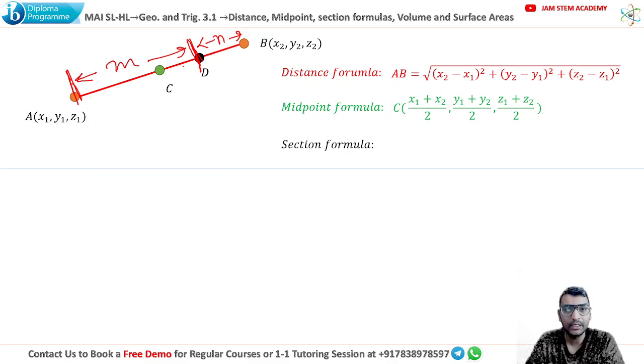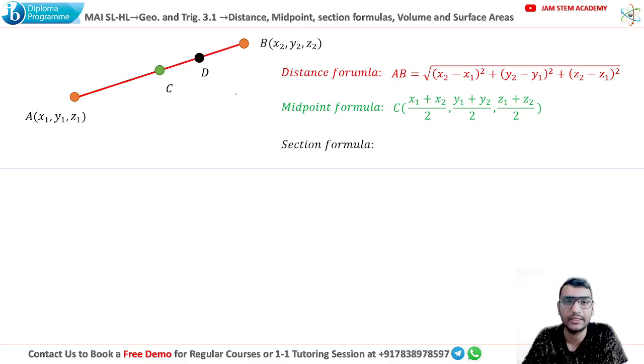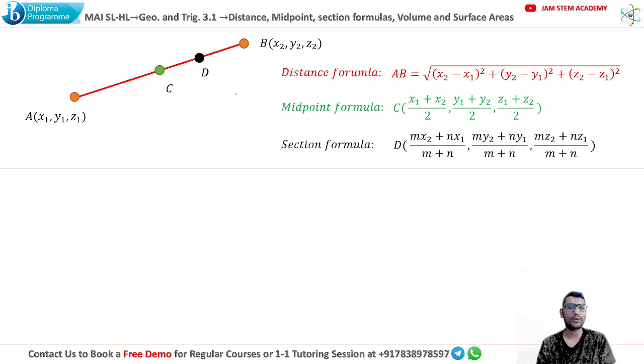If it is internal, then D will lie between A and B. If it is an external point, then either it will be here or it can be on that opposite side. So internal and external division in that case. The section formula is given by (m x2 plus n x1) upon (m plus n). Similarly, there is a symmetry. For the y coordinate of D, you can use (m y2 plus n y1) over (m plus n). Similarly, for the z coordinate of point D, we can use (m z2 plus n z1) upon (m plus n).